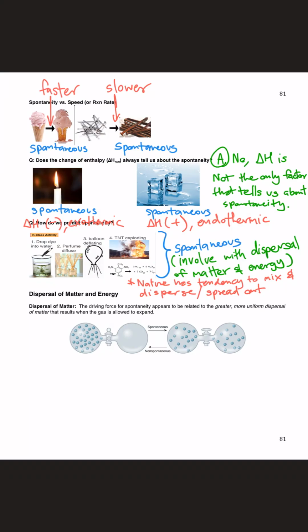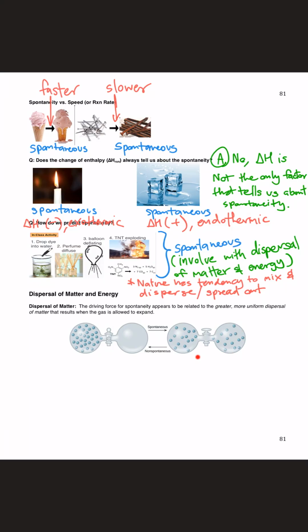So we are going to take a look at each one of these. The dispersal of matter is related to the greater and more uniform dispersal of matter. For example, if you have a gas sample, this gas sample is separated from the next flask by this valve right here. Once this valve is open, you will observe that the gas molecules will not stay on one side. However, they will travel spontaneously to mix and to disperse throughout the whole system. And again, this process is spontaneous because it results in a greater dispersal of matter.